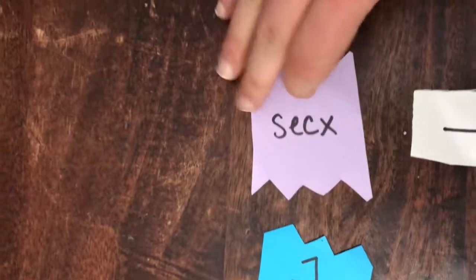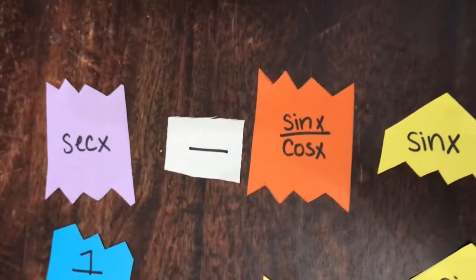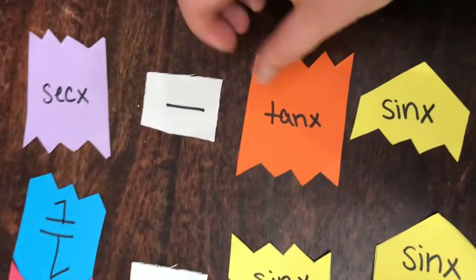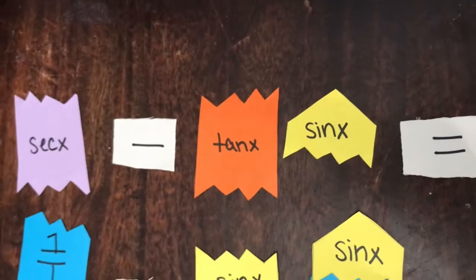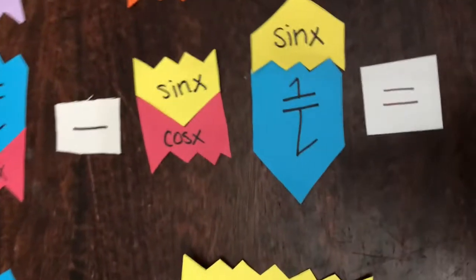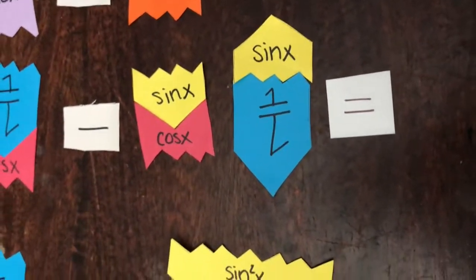Starting with secant of x, which we know from our trig identities is just 1 over cosine of x. We're going to come over to our tangent of x, which we know from our trig identities is sine of x over cosine of x. And then sine of x is already in sines and cosines, so we're just going to put it over 1 so we can have everything in fraction form.